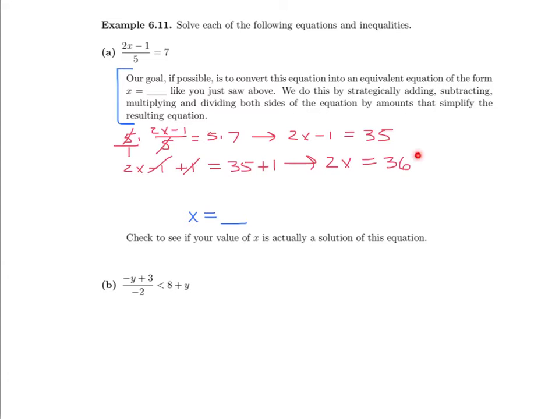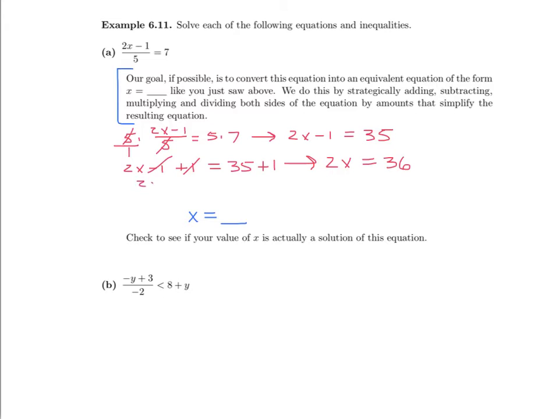Again, this equation is equivalent to the last equation, which is equivalent to this equation. So all three equations have the same solutions. Now we need to simplify a bit more. X is currently multiplied by 2. We need to undo the multiplication by 2. And I do this by dividing both sides by 2.